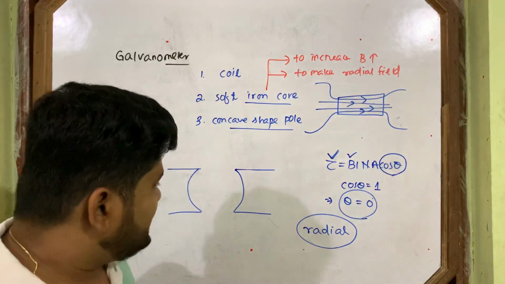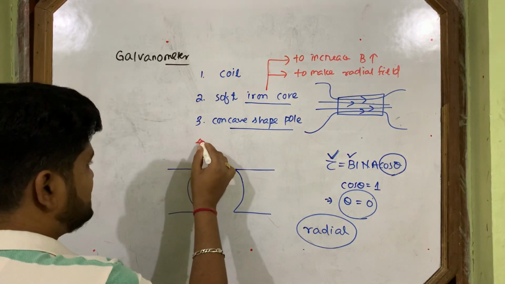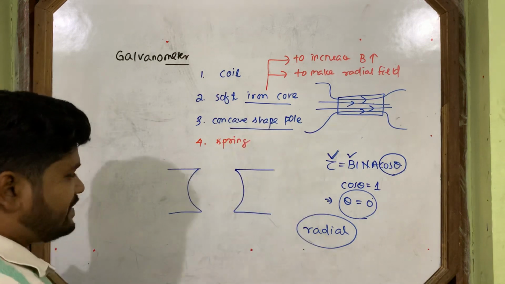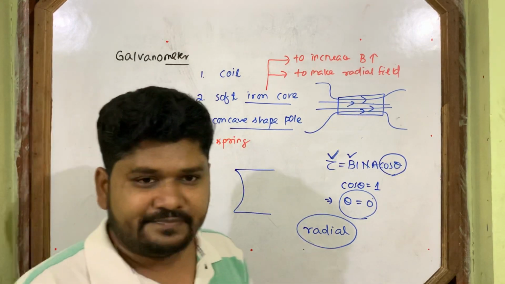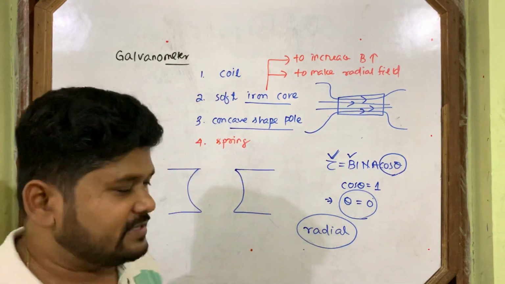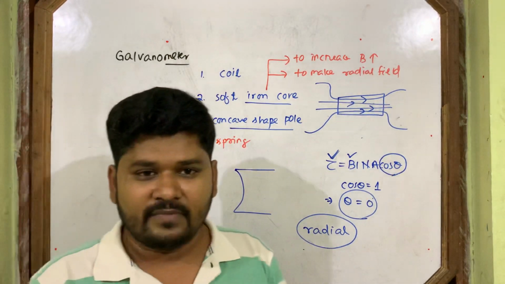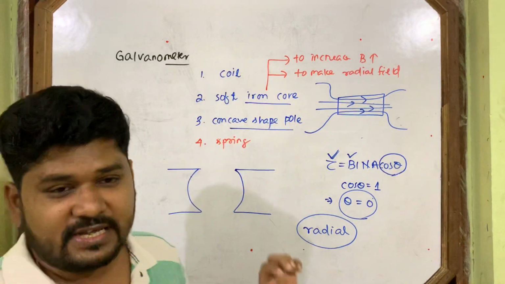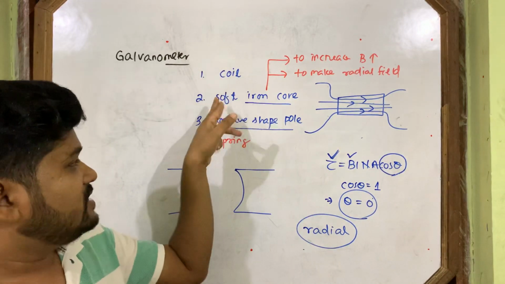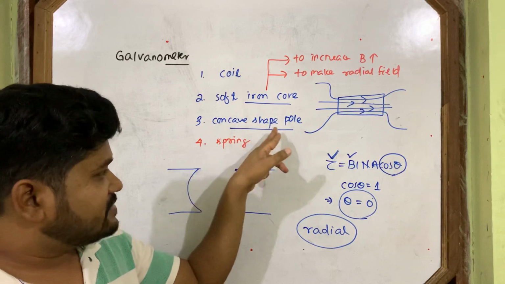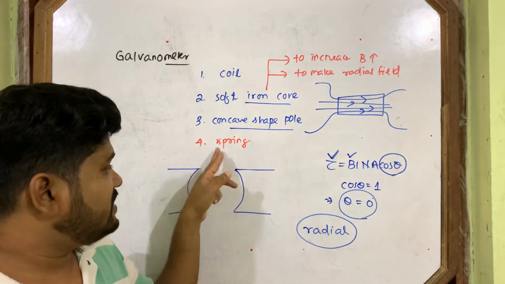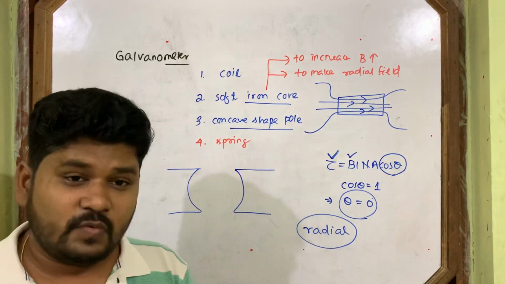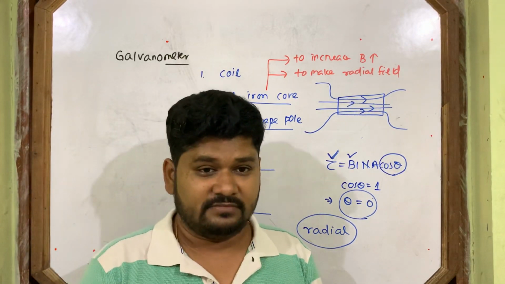After that, in the construction, another point is there. One spring will be connected to the coil, below the coil. And the whole arrangement, these are the main parts of this galvanometer: coil, soft iron core, concave shaped pole pieces to provide the magnetic field, and spring.